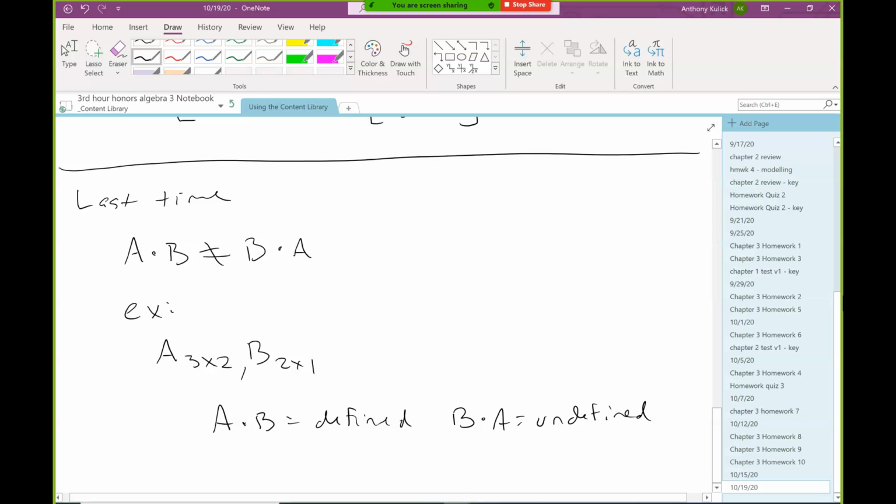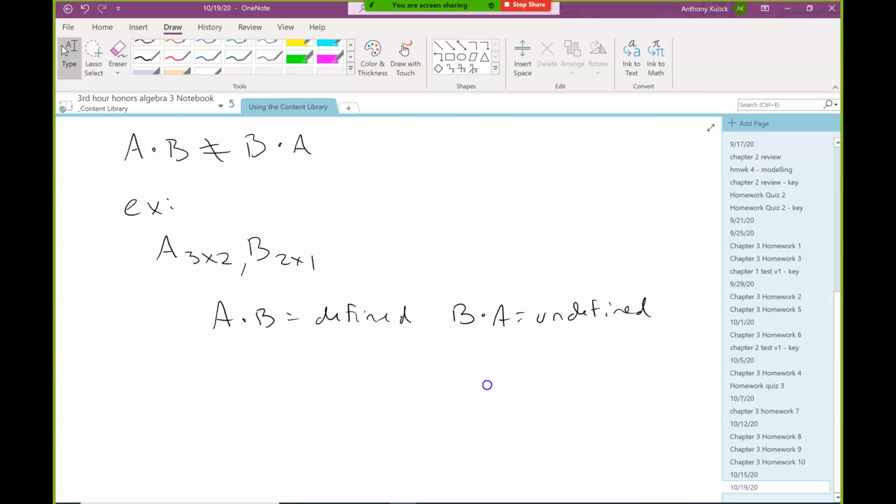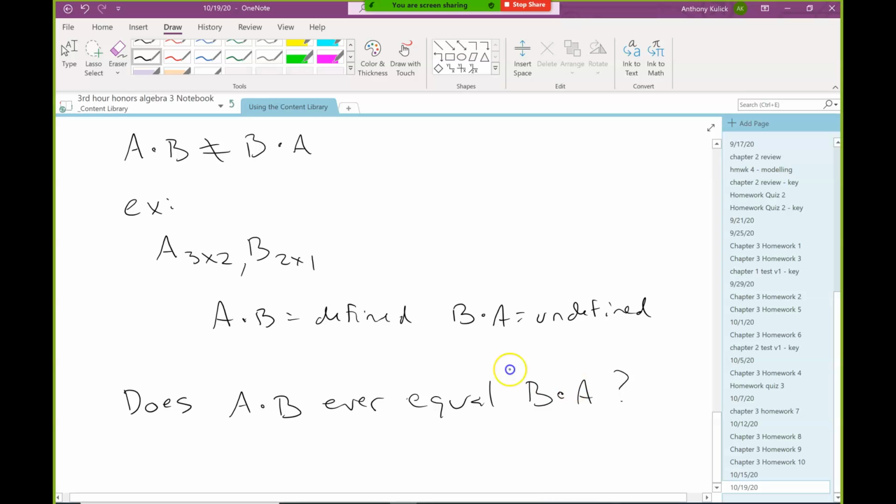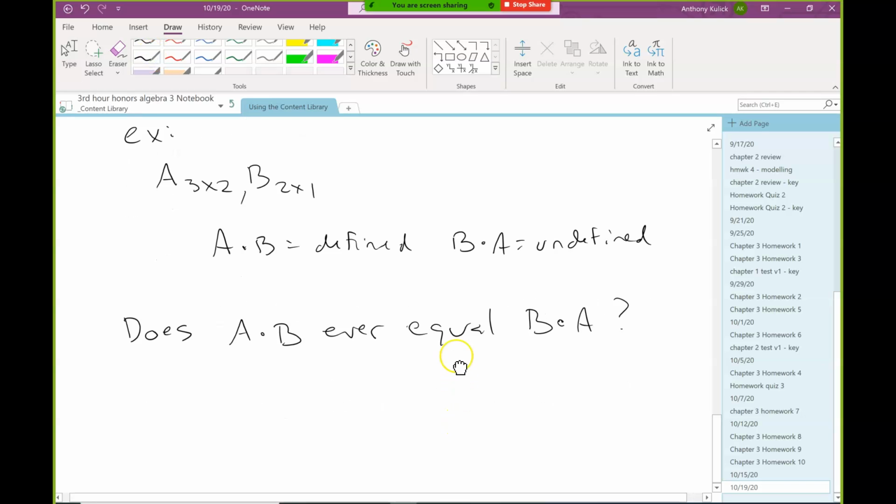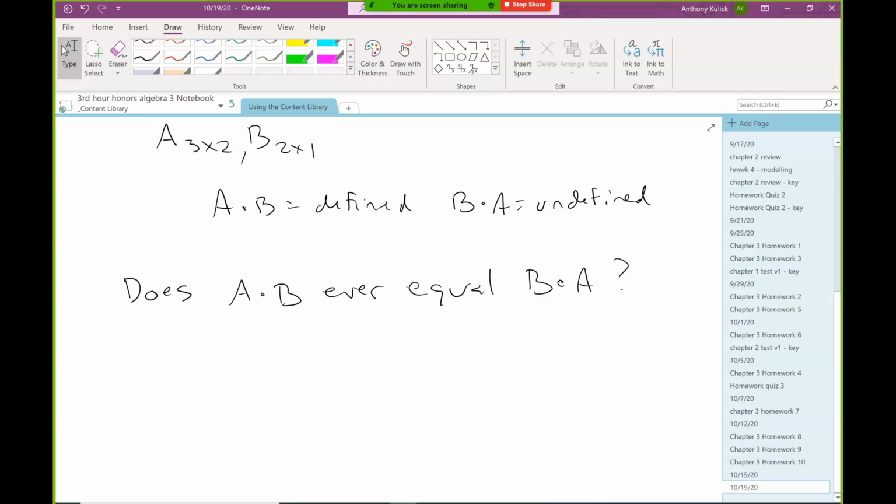But I'd asked you, is there ever going to be a situation in which A times B does equal B times A? And I asked you to maybe try to think about that over the weekend. How many of you forgot about me asking you to do this? That's perfectly fine if you did. Honestly, I didn't really expect anybody to come up with anything, but it's an interesting question that we'll spend some time talking about for the next little bit.